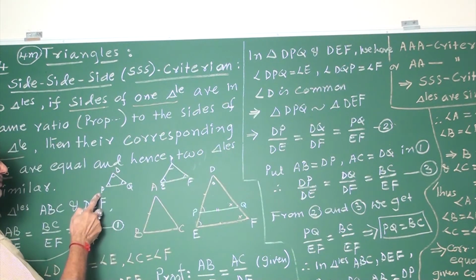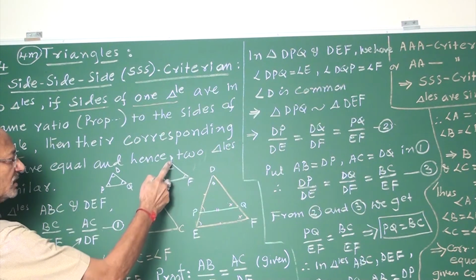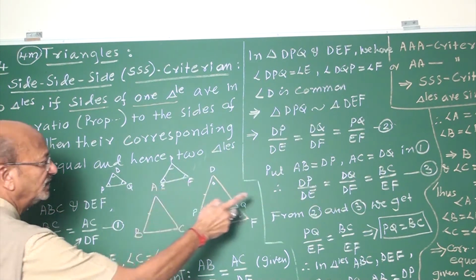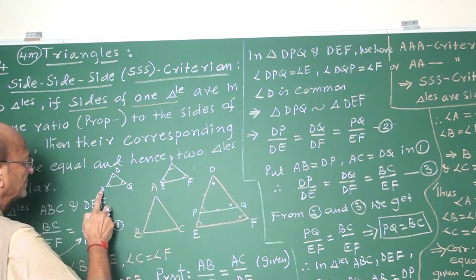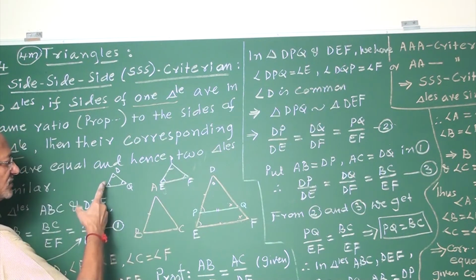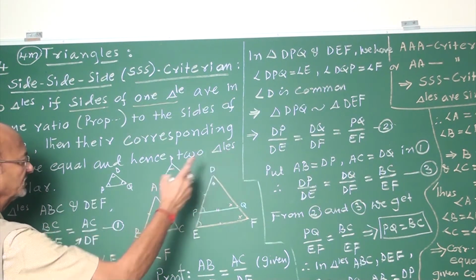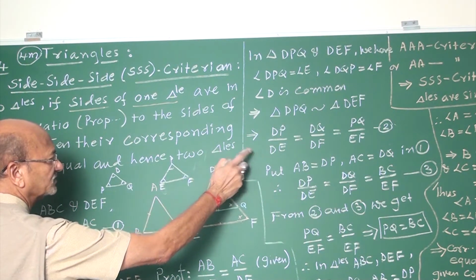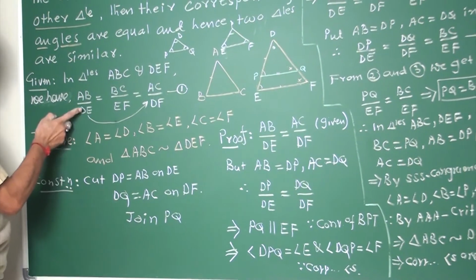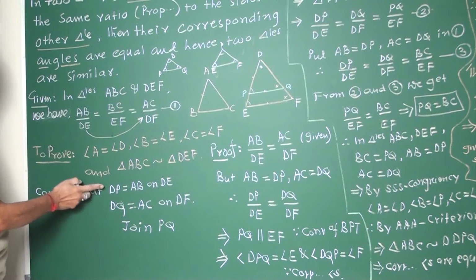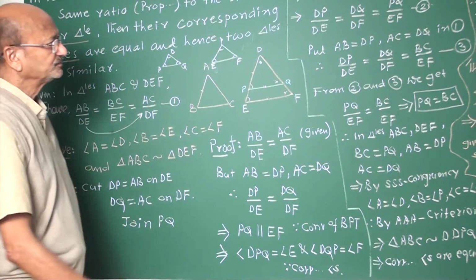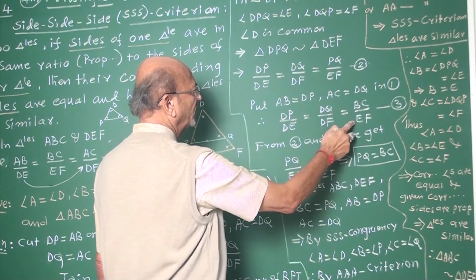What are the sides? DP upon DE equal to PQ upon EF equal to DQ upon DF. This property, my friends. But you know AB is DP, AC is DQ. Substitute in one. So AB, DP upon DE, AC, DQ upon DF equal to BC upon EF. From 2 and 3, my friends.